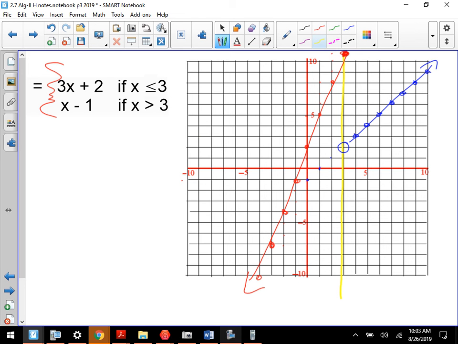I just say slope intercept. Slope intercept form, that's the whole idea. The slope intercept form is the slope and the y-intercept. B is always your y-intercept.